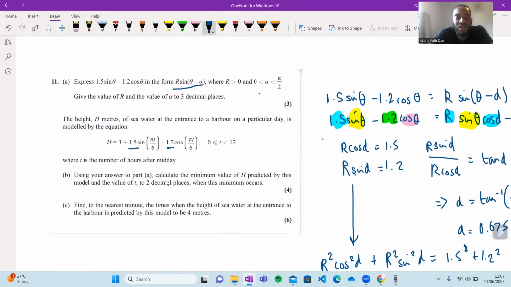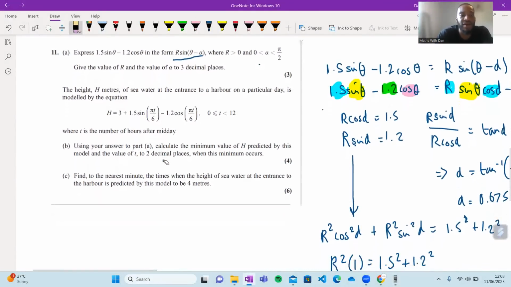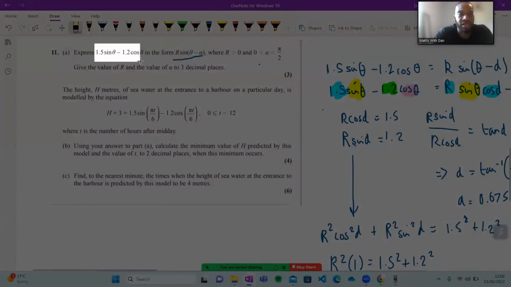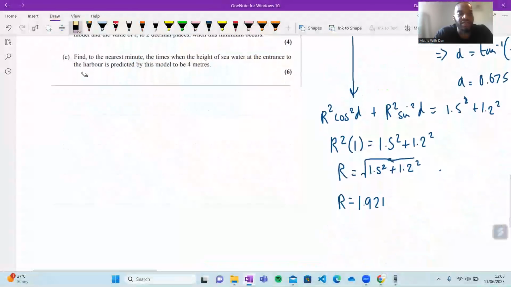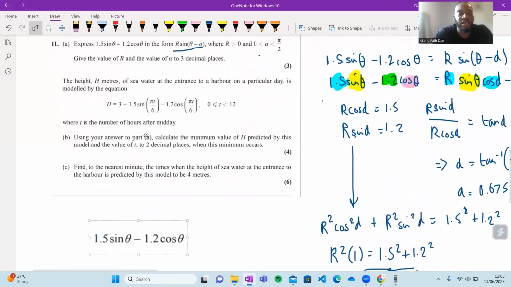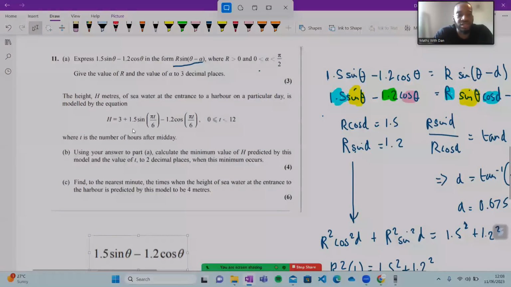So remember with this question, they always give you this part A, you rewrite it in the format of r sine theta minus alpha, and then they put it into this model, right? What you're doing with this one is you're using what you've done in part A to replace this, because if you think about it, right? If I write this here, I always do this. I'm going to put this here. I've got 1.5 sine theta minus that, right? And then in the model, I've got this.